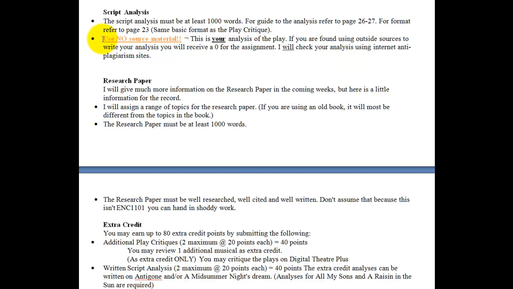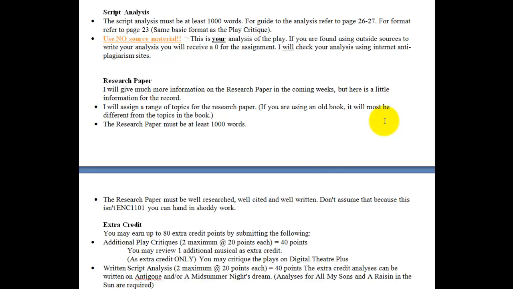For your script analysis, use no source material. It should require no research whatsoever. What you do is you read the play, you give me your opinions of the play based on the guide that you're given. It's your analysis of the play. If I find you using outside material, it doesn't matter whether you've quoted the material or cited the material, you'll receive a 0. I want your opinions. There is no right or wrong with this, and I will check your analysis using internet plagiarism sites, anti-plagiarism sites.